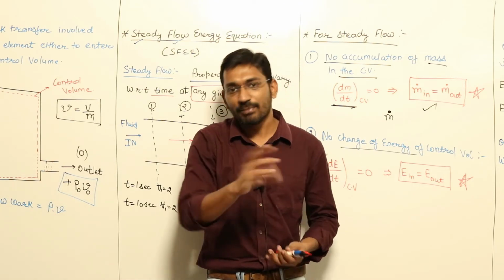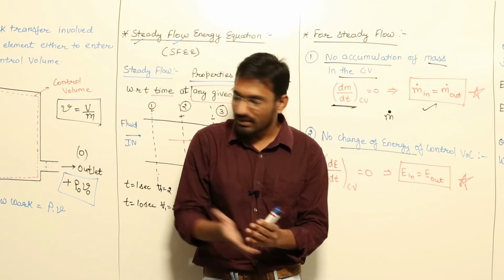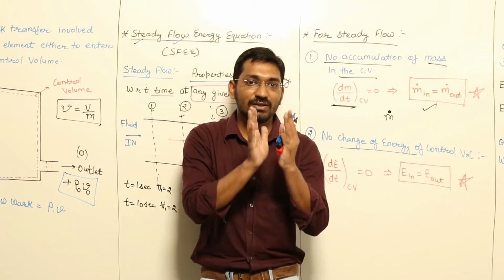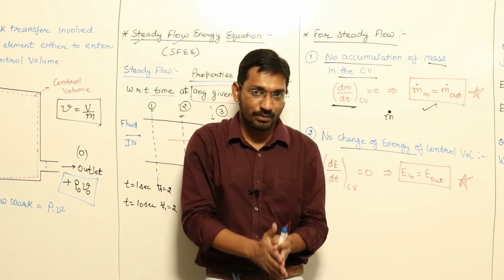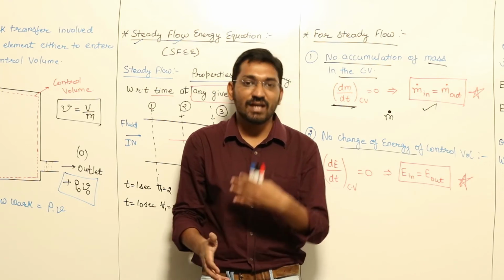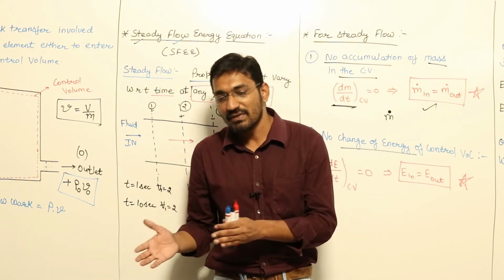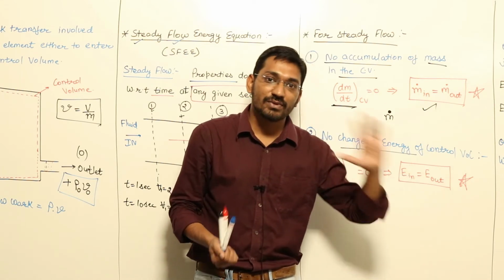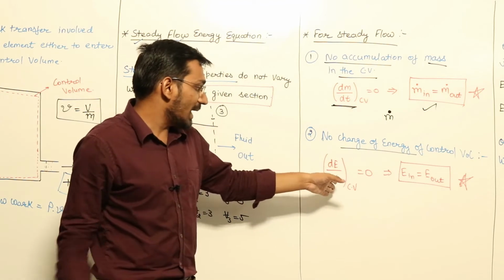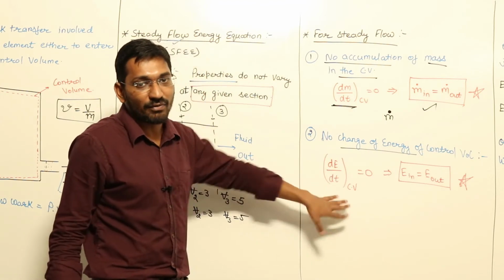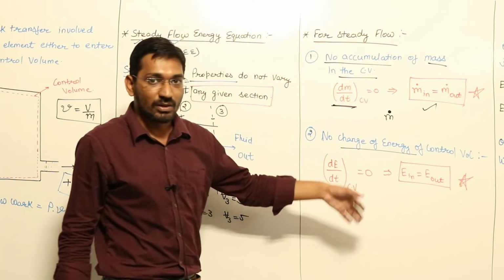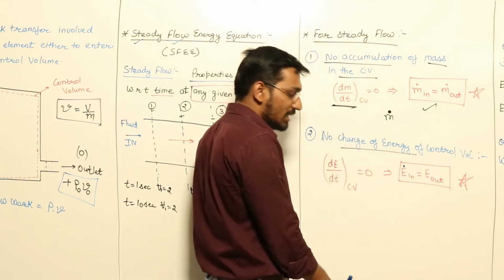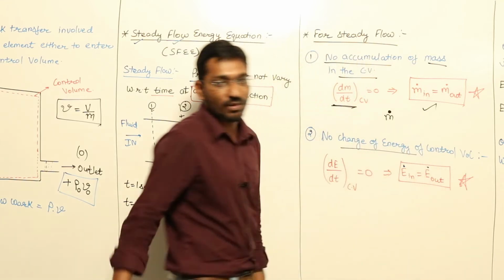So there are a number of possibilities. We are saying that if the flow is steady, then there should not be any change in the energy of the control volume. That means the energy coming into the system, which can be work or heat, will be equal to the energy going out of the system. So dE/dt for a control volume is equal to 0 for a steady flow. That means the rate of energy coming in equals the rate of energy going out.